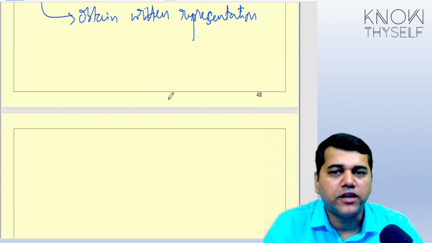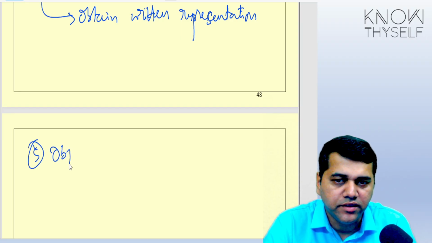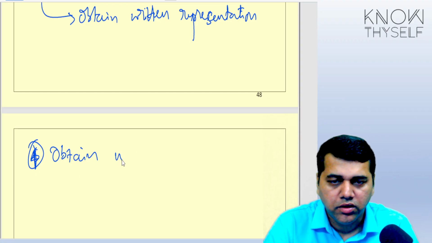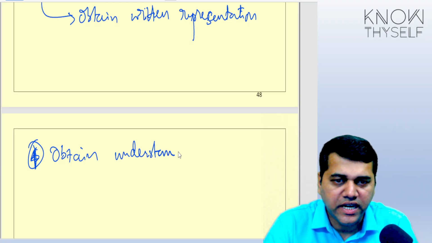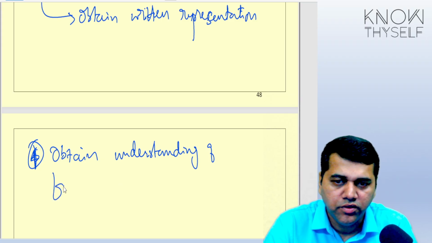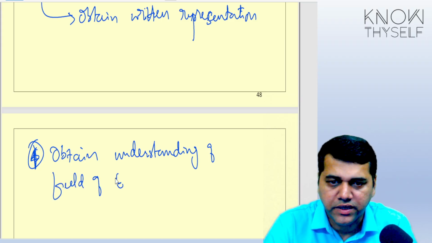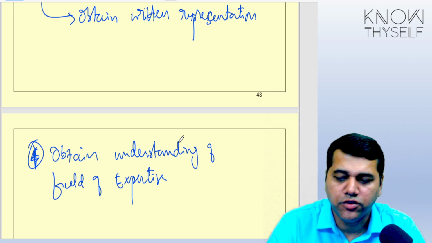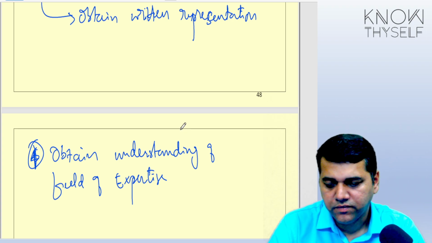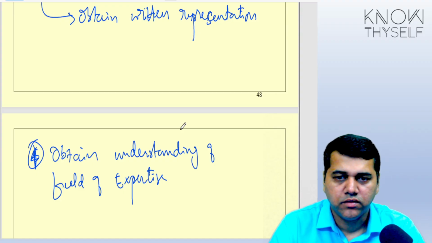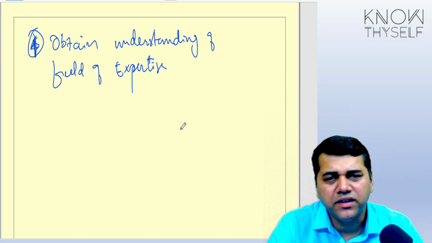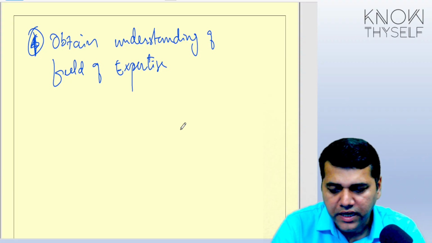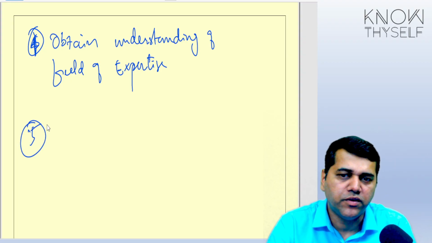The next point we need not write in detail. I can simply say: obtain understanding of the field of expertise. Obtain understanding of the field of expertise. We can simply say you need to obtain it. The reason is that you can decide the nature and scope and evaluate the adequacy. Point number 5 is very important.